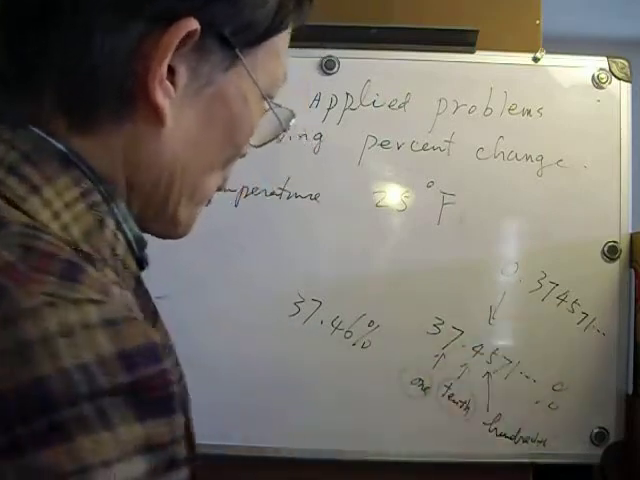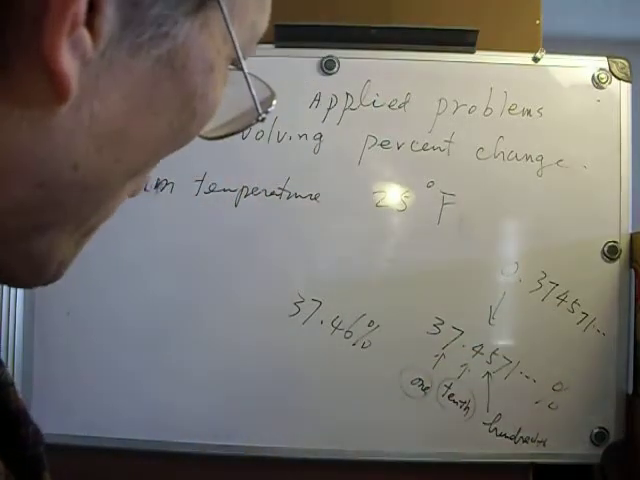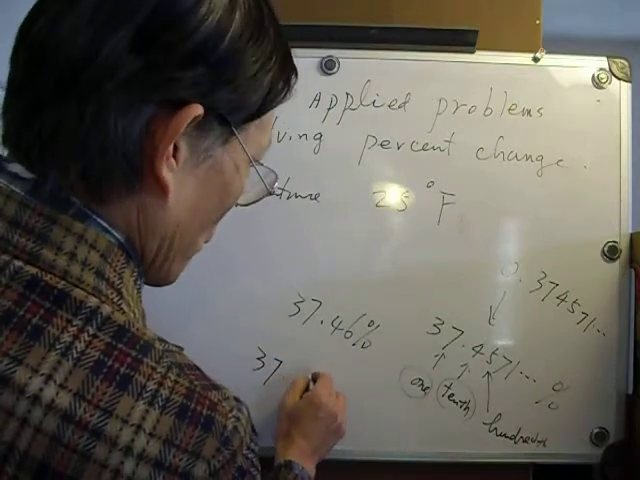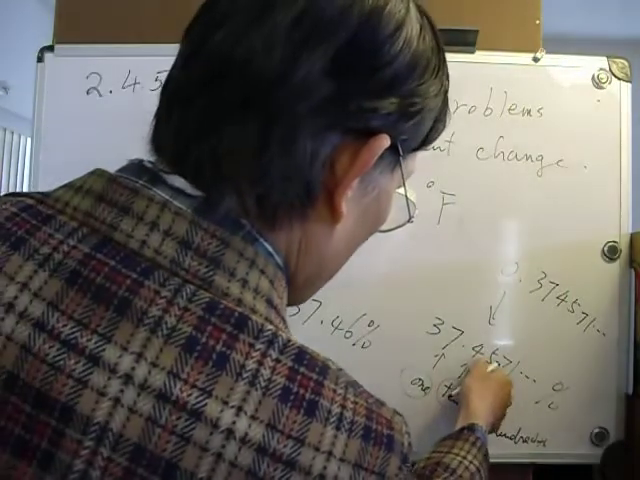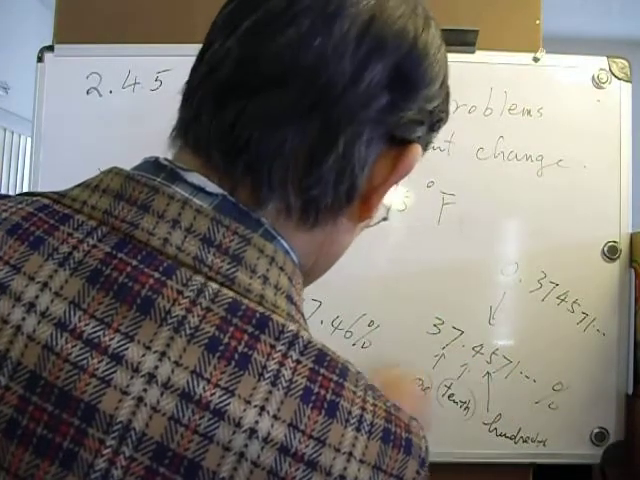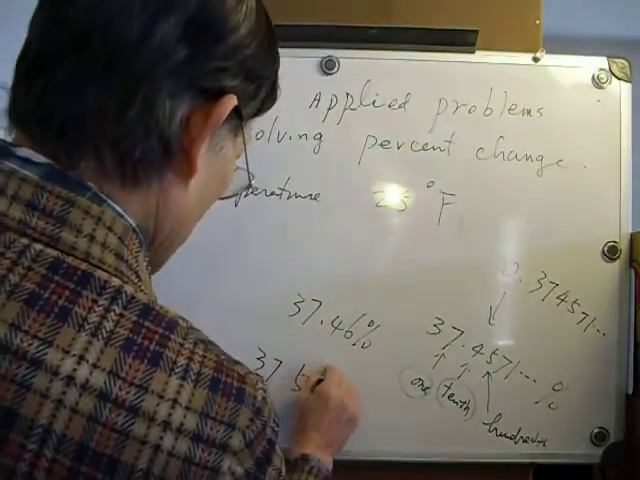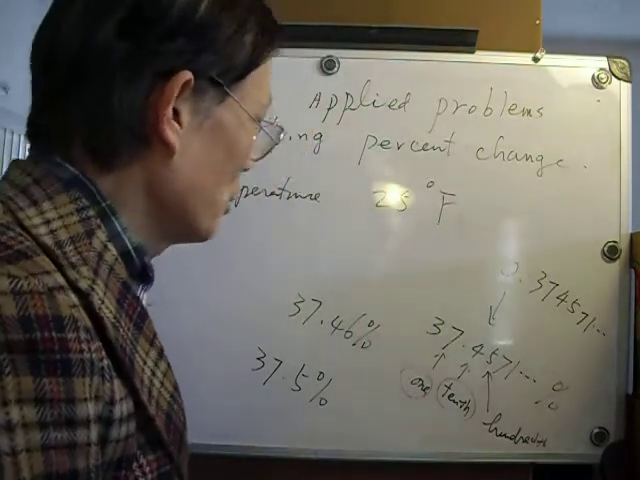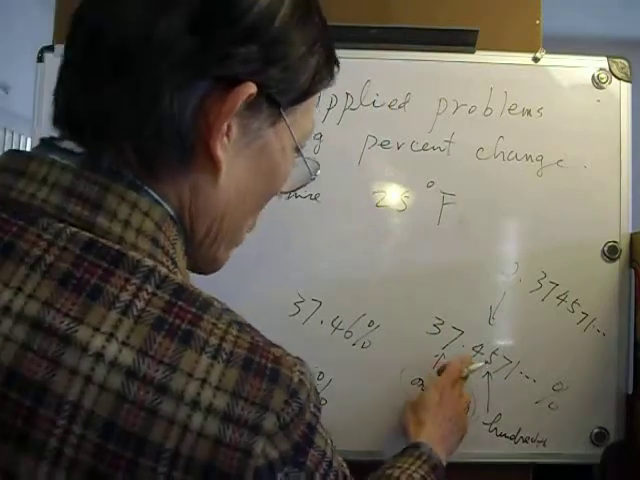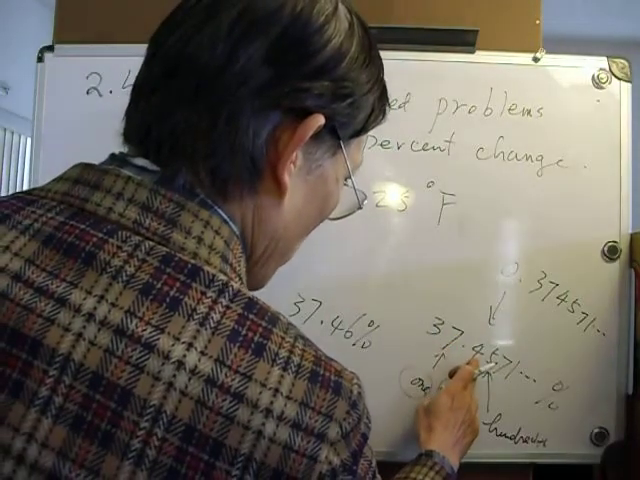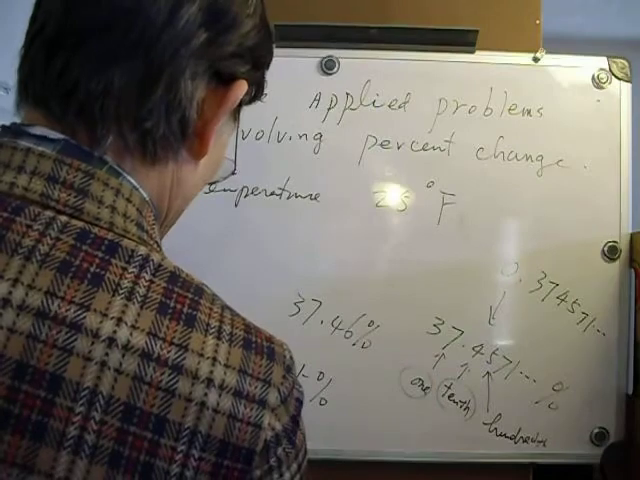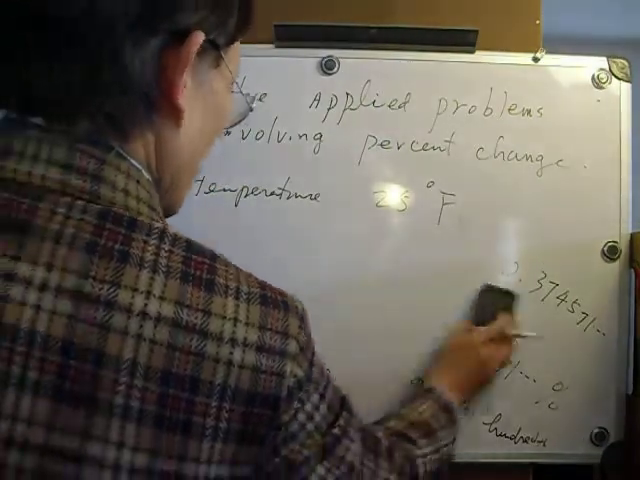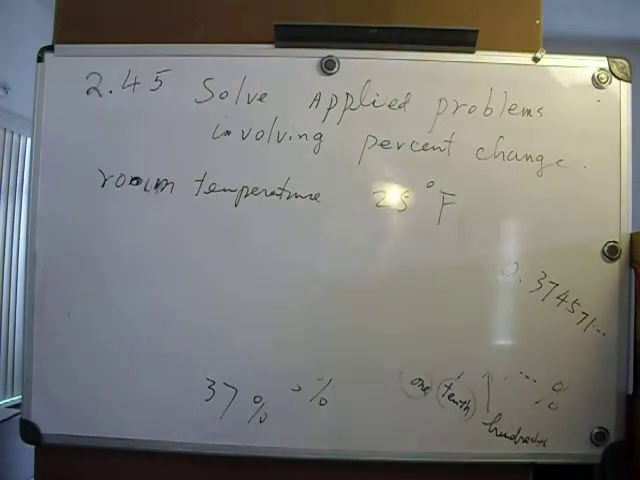If the same problem asks you to round to the nearest tenth, what should your answer be? For the nearest tenth, it's 37.4, and you see the next digit is 5, so you add 1 to here. That's 37.5 to the nearest tenth. If the question asks you to round your answer to the nearest one, you stop here and look at the next digit. That's 4, so that's 37 percent. They could ask a different type of problem. This is the end of our 2.45.